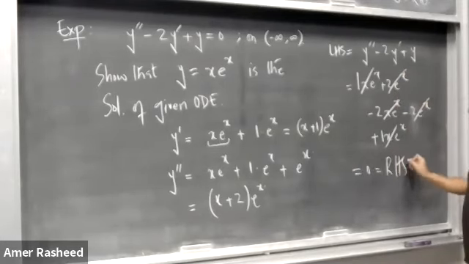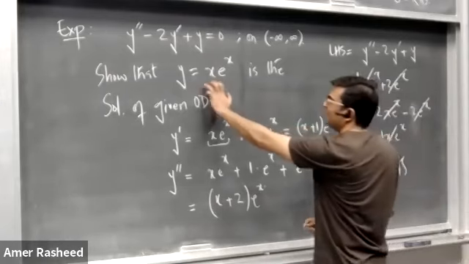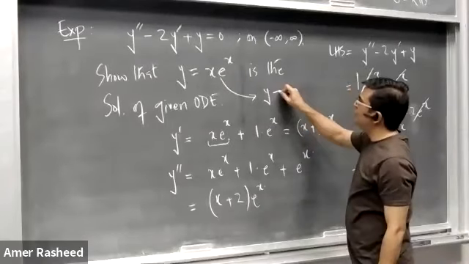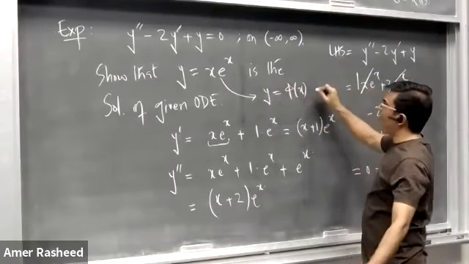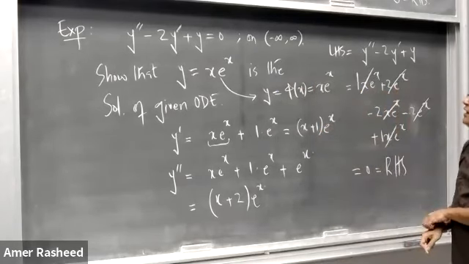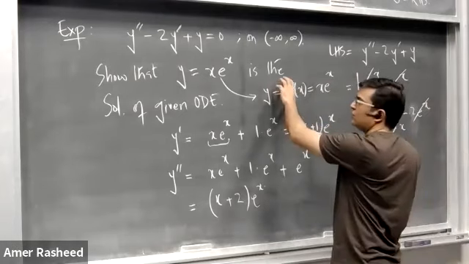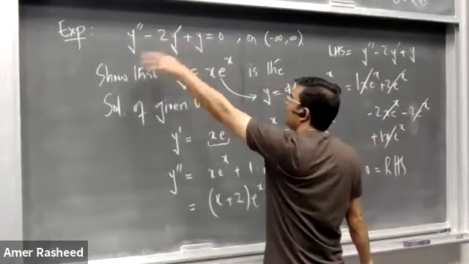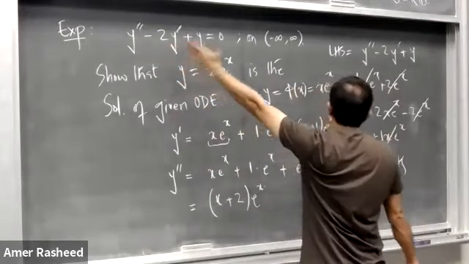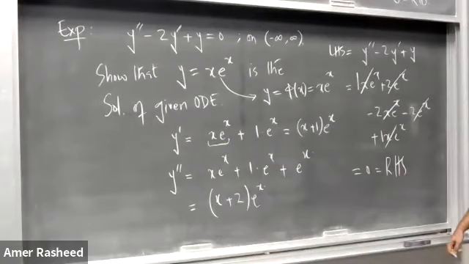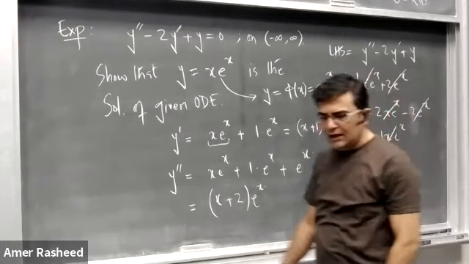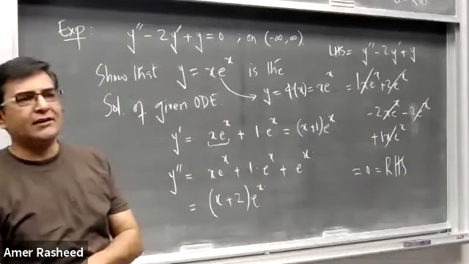So what we concluded here is that this function is the solution to this differential equation. This is y is equal to phi of x, where phi of x is some function, x into e raised power x. If we substitute this in the left hand side of this differential equation, after finding the respective derivatives, we get 0, which is the right hand side. So we can say that this is the solution of that differential equation. I hope you get it. If you have any question, you can ask me.